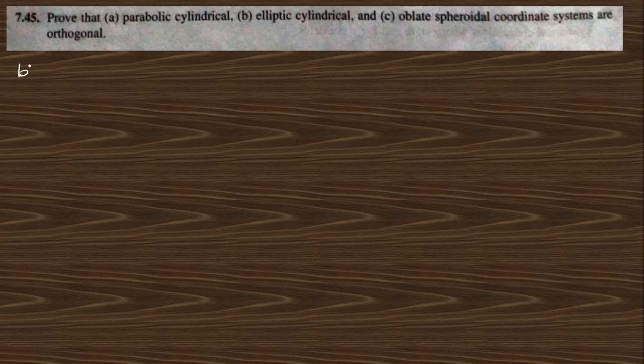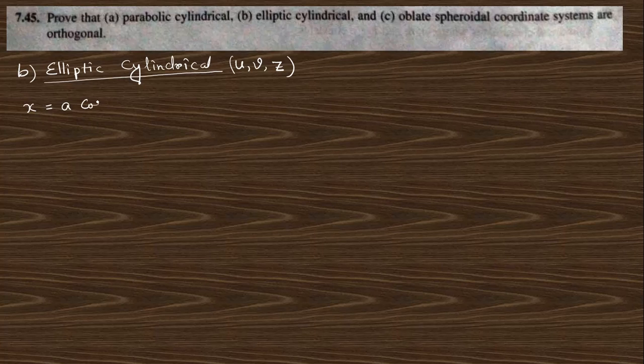So let's go to B, that is the elliptic cylindrical coordinates. These coordinates are also taken as u, v, z. The conversion to x, y, z, the Cartesian, will be x equals a cos hyperbolic u cos v, y equals a sin hyperbolic u sin v, and z will be z.